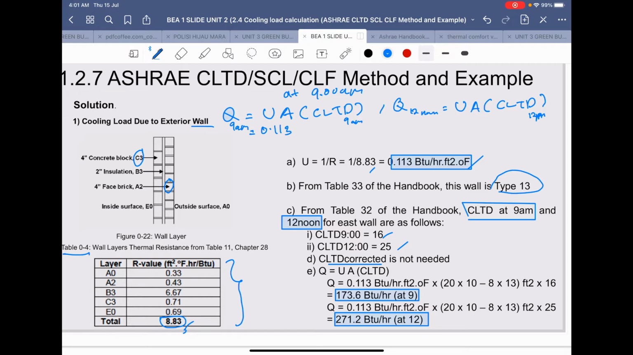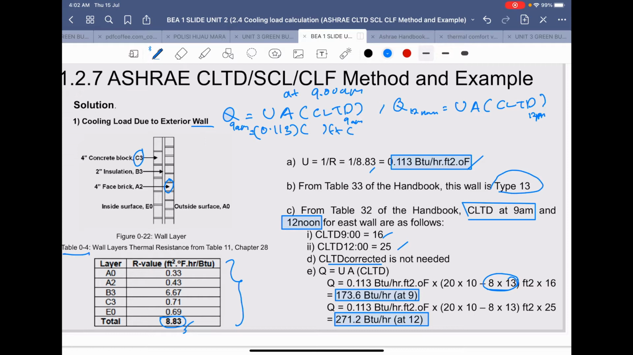Then we know that the U value is 0.113 BTU per hour feet square Fahrenheit. And then the area, we just know that it's 20 feet length wide, times 10 feet tall. But we must subtract the window area, because we just want the opaque surface of the wall. We don't want to consider the window area yet. So we get the area in feet square.